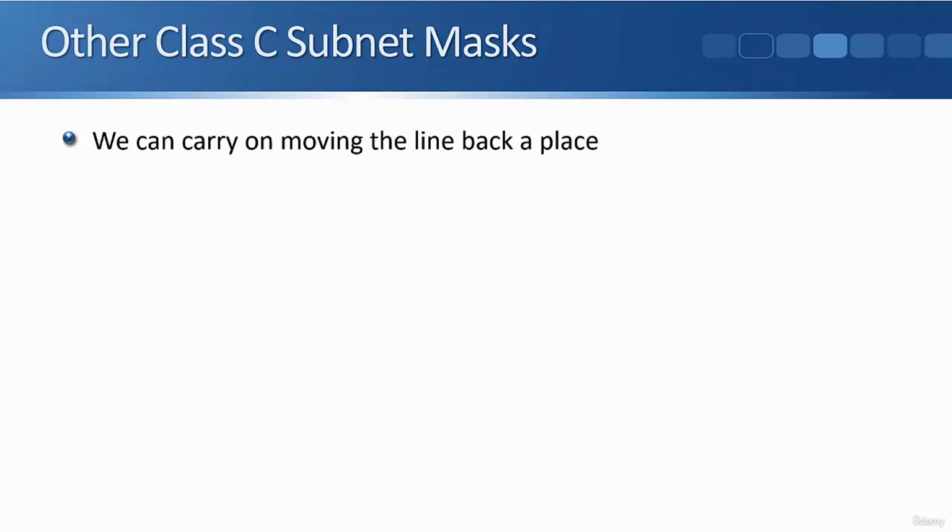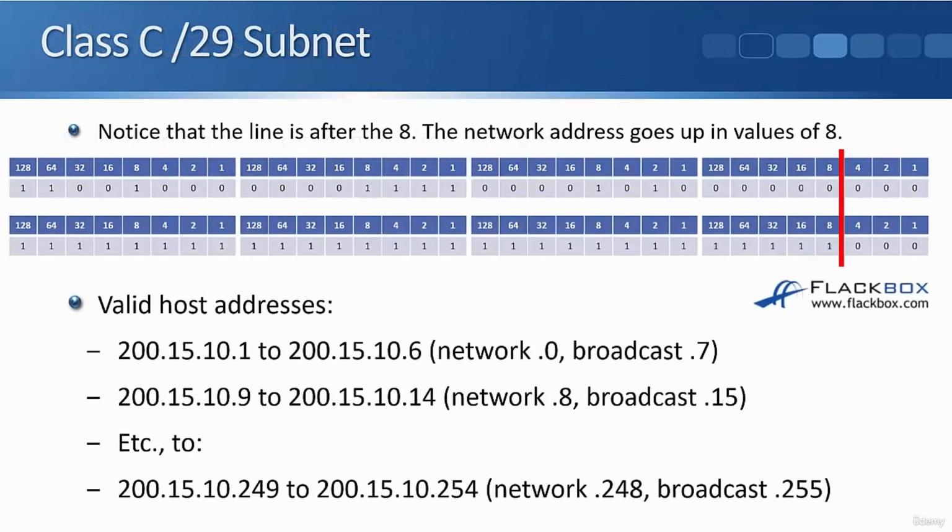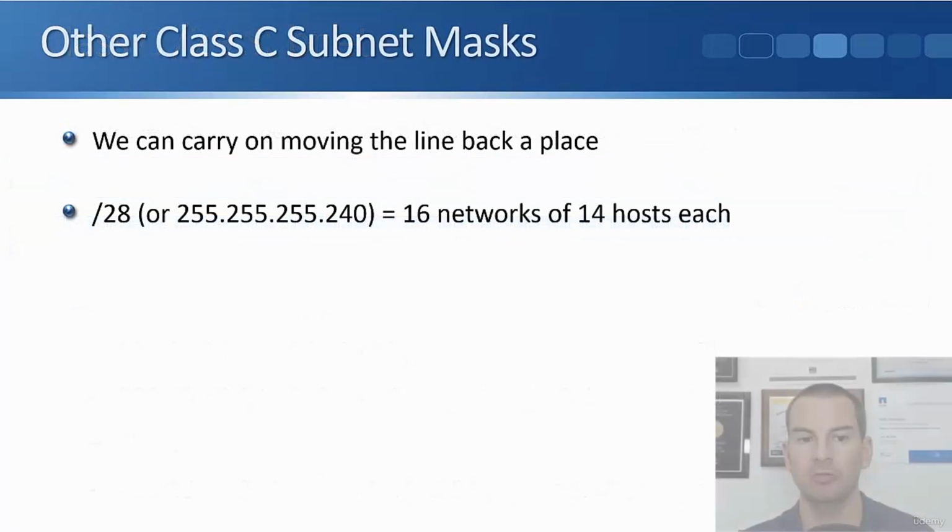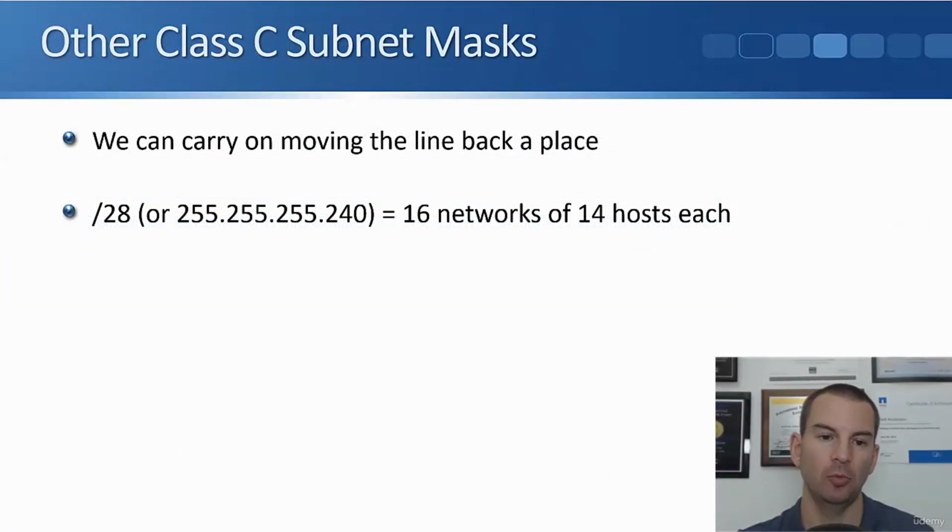And we can carry on moving the line back a place. So we did /31, /30, /29. We could also do a /28, which is 255.255.255.240. That is going to give us 16 networks of 14 hosts each on a class C. Again, the default is a /24. If we're using a /28, we've borrowed 4 bits. 4 bits is 2, 4, 8, 16 available subnets.